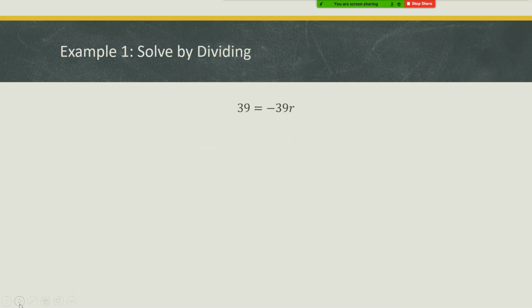All right, and then the opposite of using the multiplicative reciprocals is to do what? What are we going to do in that problem? Yeah, that's exactly what we're going to do. We're going to divide by negative 39. So the opposite of multiplication is division.